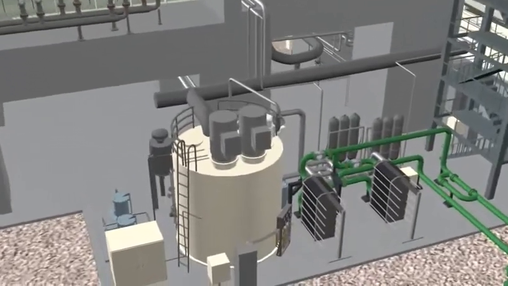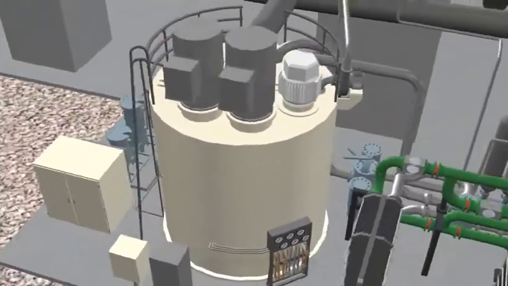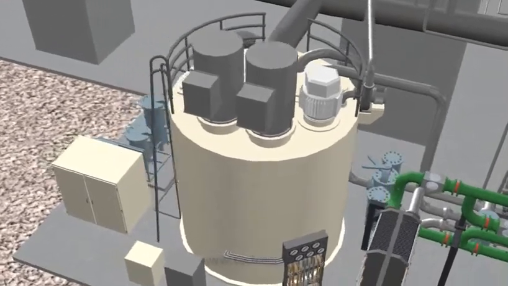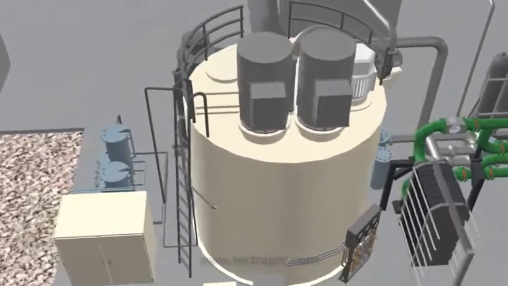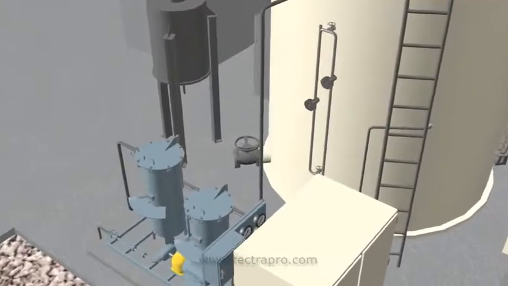Lubricating and control oil are both supplied by the same system on the steam turbine. At the center of this system is the lubrication oil tank. The Lube Oil Tank capacity is 3,963 gallons of turbine oil. Various components are located on and around the Lube Oil Tank.